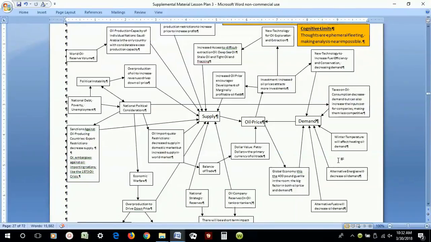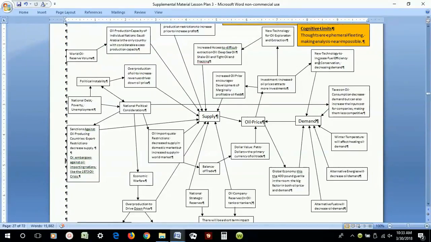But Hawaii is an island, right? And I guess the most efficient fuel for energy production has been oil, but they're moving towards renewable. Depending upon the winter temperature, that will affect heating oil demand. So taxes on oil consumption decrease demand, but can also increase the input cost for companies, making them less competitive.